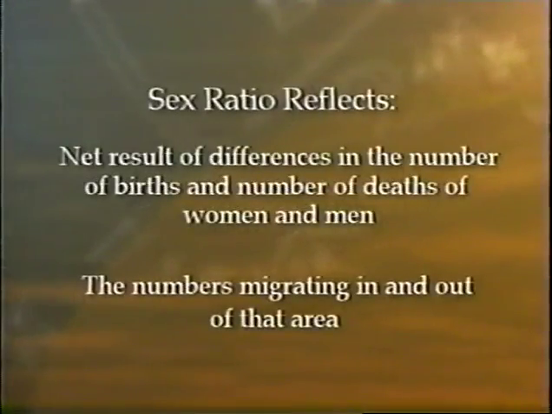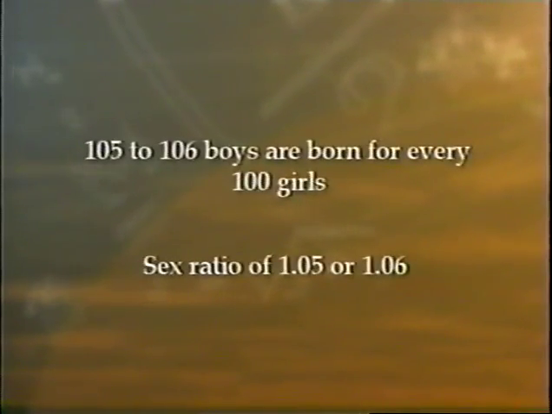At any given point in time, the sex ratio of a given geographic area reflects the net result of differences in the number of births and number of deaths of women and men, and of the numbers migrating in and out of that area. Demographers have found that about 105 to 106 boys are born for every 100 girls. That is a sex ratio of 1.05 or 1.06. This is viewed as the normal population sex ratio at birth and is generally observed around the world.